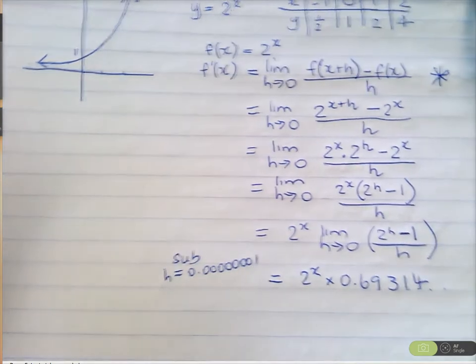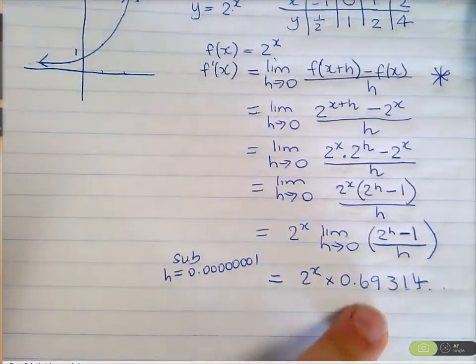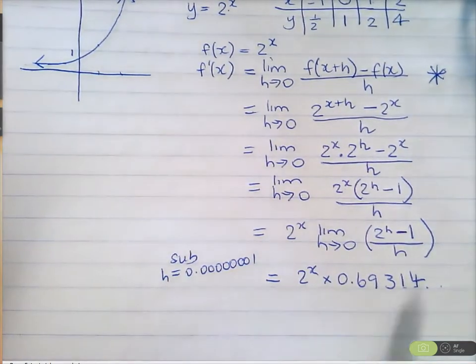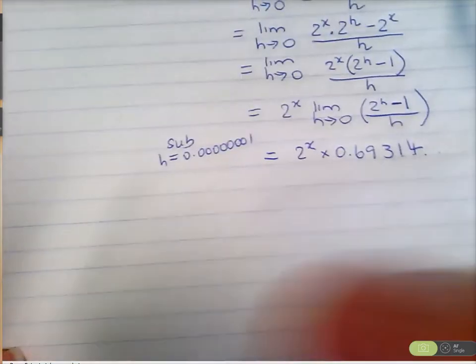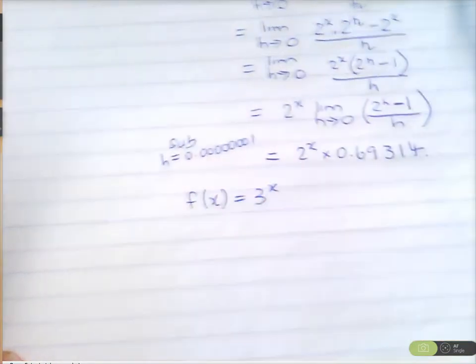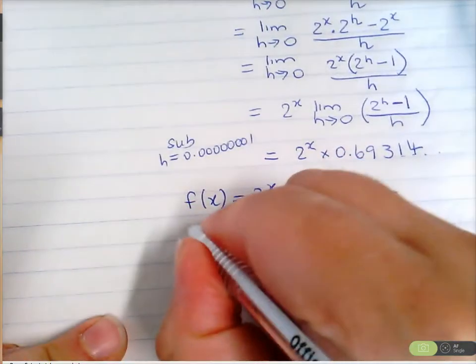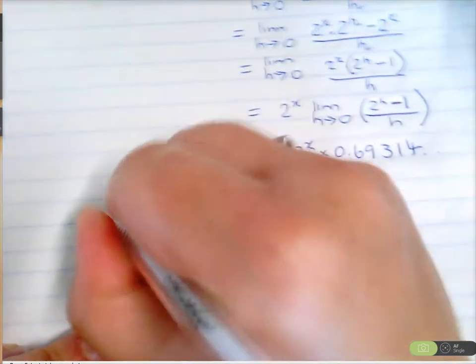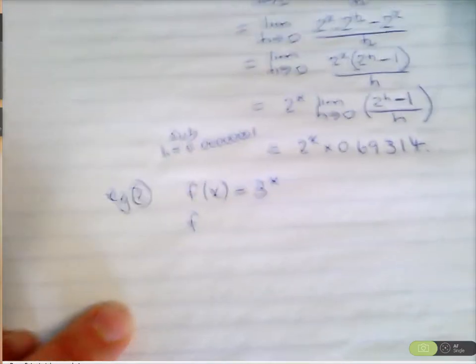Okay? Now this is what we're going to do. That answer means nothing. But you do get 2 to the x times a constant. Now, we're doing the same thing with function of x is 3 to the x. So therefore, this is my first example. This is my second example in my investigation.